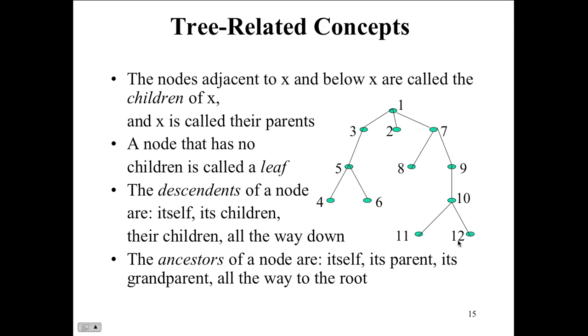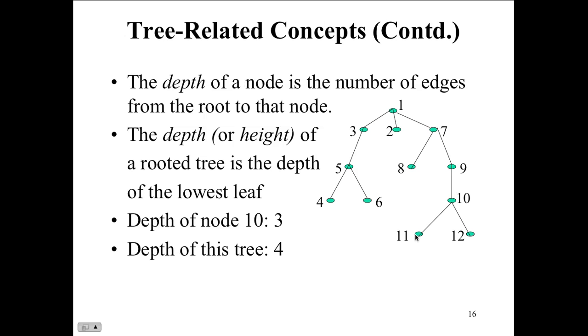And descendants of a node are itself, its children, their children, all the way down the road until you make it to a leaf. So you have a parent, a child, a child, a child, a parent, all the way down to leaves. Ancestors of a node are itself, its parents, its grandparents, and all the way back up to the root. So the root is the parent of everybody, essentially.